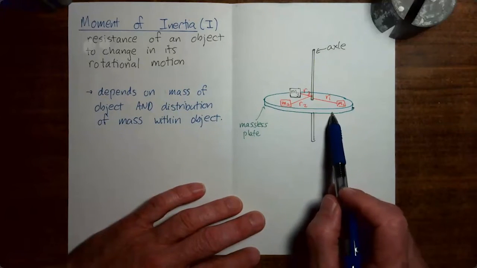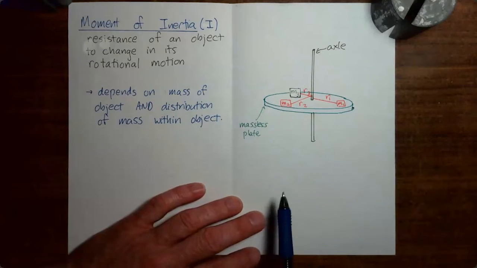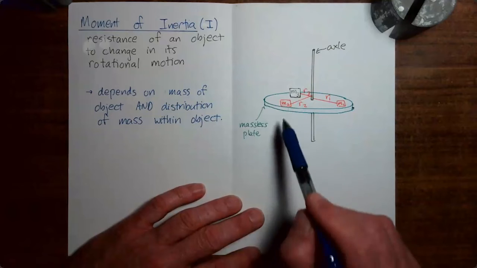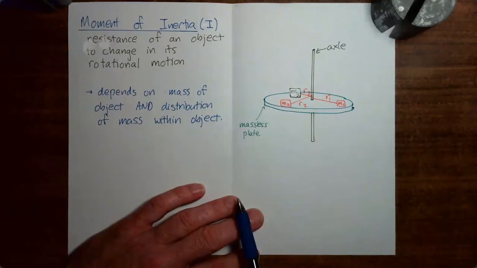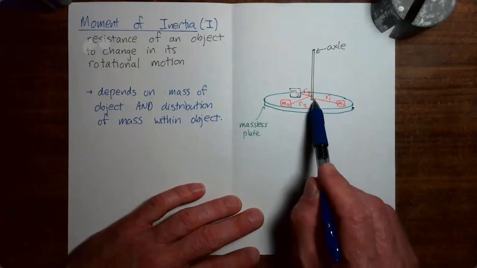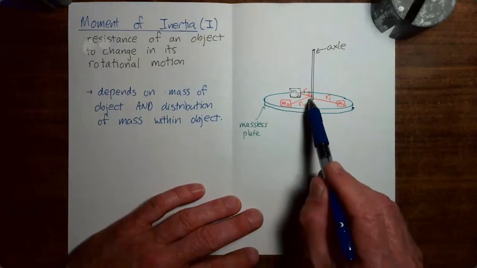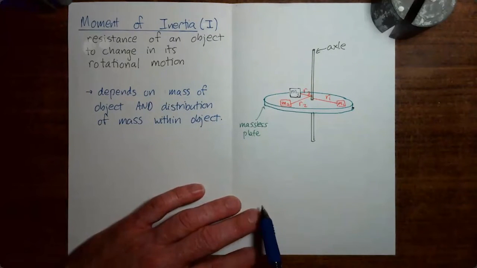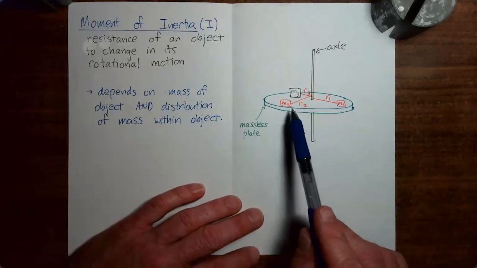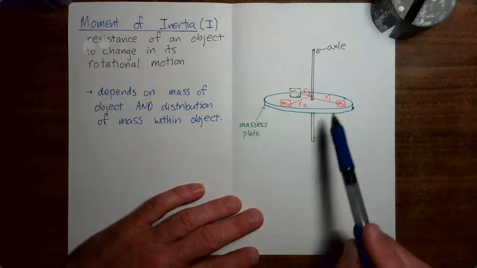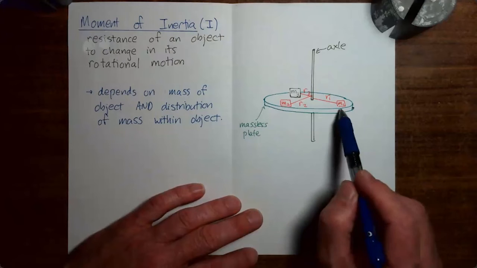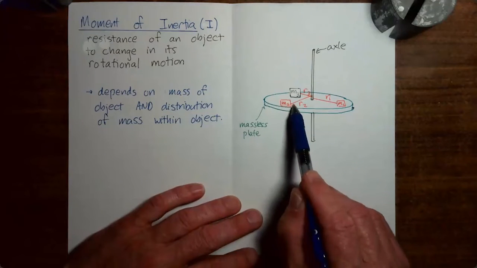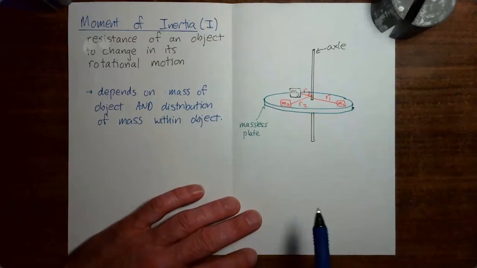Anyway, the massless plate can rotate on the axle here, and you can see that we have kind of glued or somehow stuck these different point masses onto the massless plate. Mass 1 is a distance r1 from the axle, mass 2 is a distance r2 from the axle, mass 3 is a distance r3 from the axle. So what we're going to do is start to spin the massless plate around the axle, and when we do that, mass 1 will trace out a circle of radius r1, mass 2 traces out a circle of radius r2, and so forth.